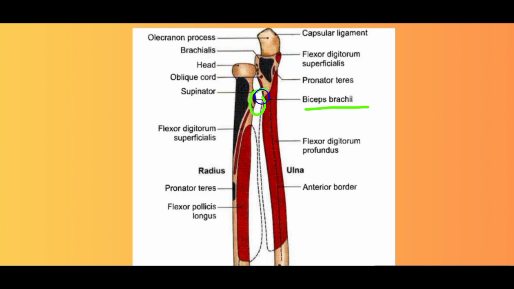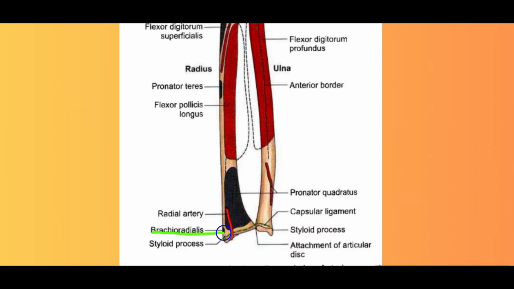Second is the supinator. This is the supinator. Supinator is inserted into the upper part of the lateral surface of the radial bone. Next is the pronator teres. This one is the pronator teres and is inserted into the middle of the lateral surface. This is the brachioradialis. Brachioradialis is inserted into the lowest part of the lateral surface, just above the styloid process.